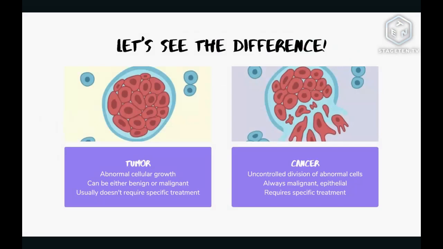If we speak about the specific treatment, tumor usually doesn't require it. So we usually send the patient to follow-up. He gets observation from time to time in a specific regimen, or we offer the patient surgery. While with cancer, we have a lot more to propose and a lot more different aspects of treatment.